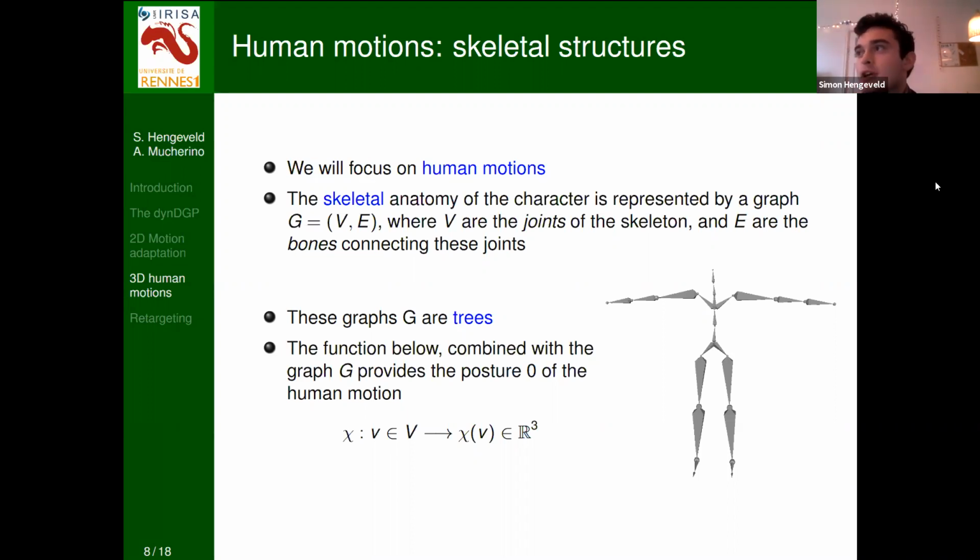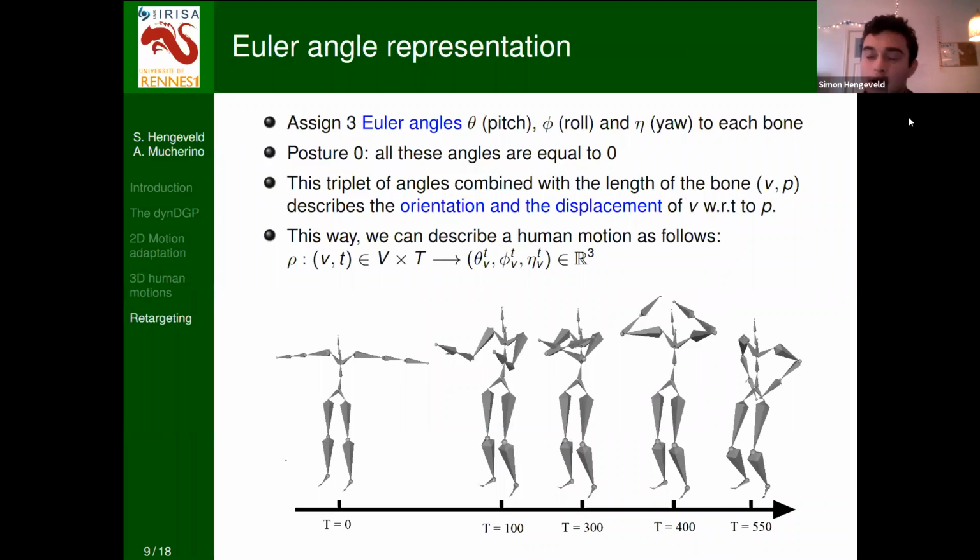So now let's talk about how we can represent a human motion using these skeletal structures. A common way to represent such a motion, which the first speaker today also mentioned, is by having a list of angles for each joint. Specifically, a triplet of angles for each joint, 3 Euler angles, commonly referred to as pitch, roll, and yaw. And in the original posture, which in our case was a T-pose, like in the bottom left, all of these angles are set to 0.